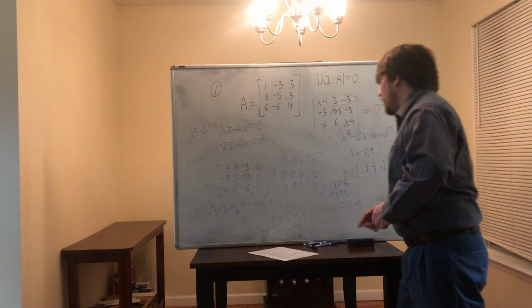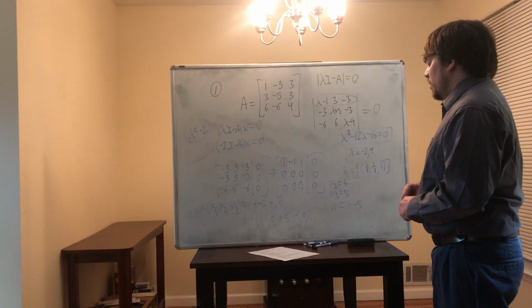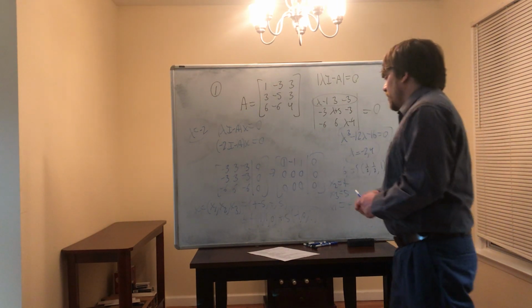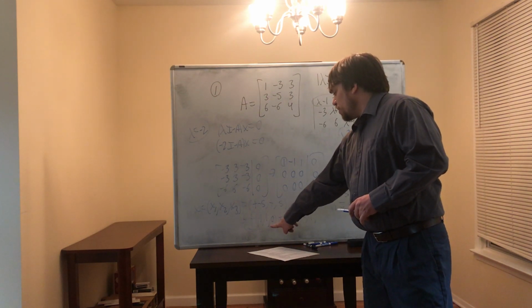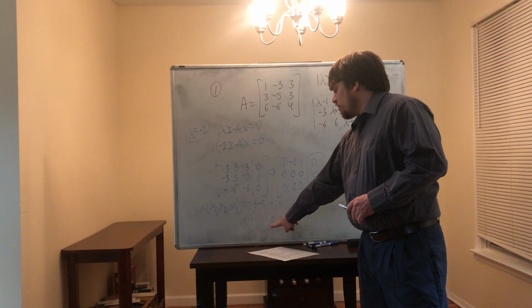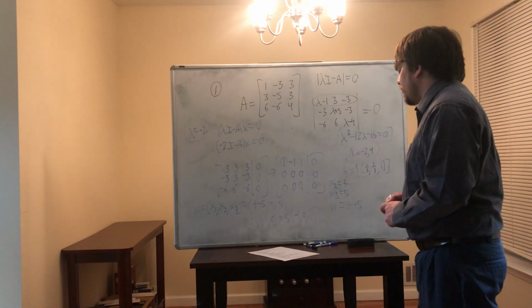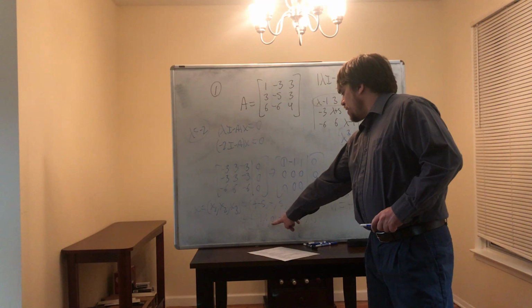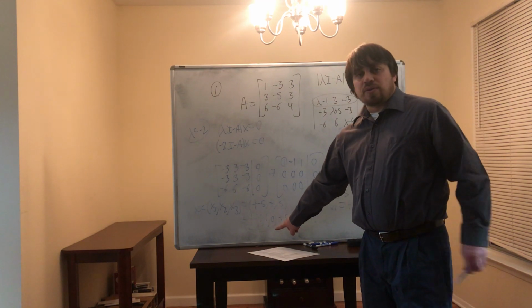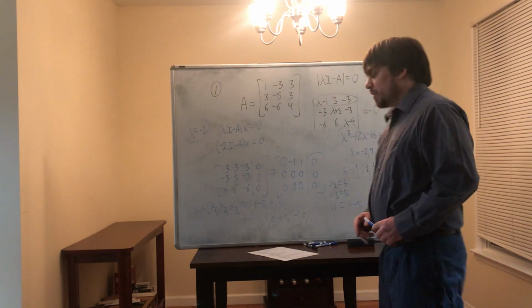They're linearly independent, and they span the eigenspace. Every solution is a linear combination of these two, so these two vectors span the eigenspace, and they're linearly independent. Okay, they're both non-zero, and neither is a scalar multiple of the other, and so those two vectors form a linearly independent set.